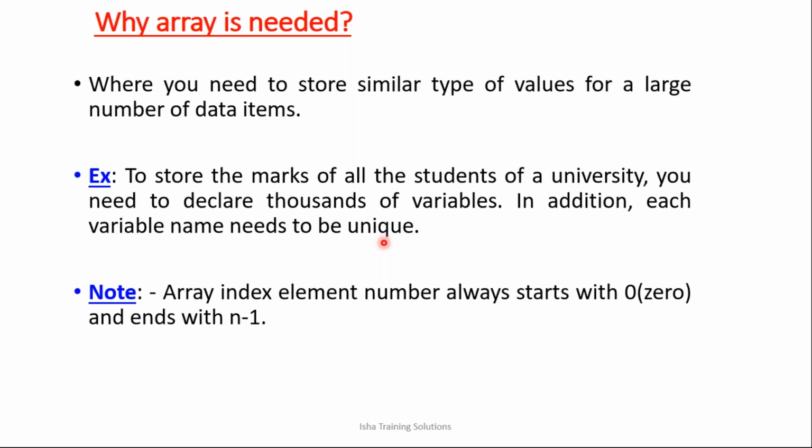Instead of doing so, what we can do here is we can simply declare it as an array. Array index element number always starts with 0 and ends with n-1. This is what we just discussed. The index of the particular array will start with a 0 and it will end with n-1. So 0 is the starting and n-1 will be the ending. So if you are having 10 elements in an array, then the index number will start from 0 and the maximum index number will be 9. Okay.